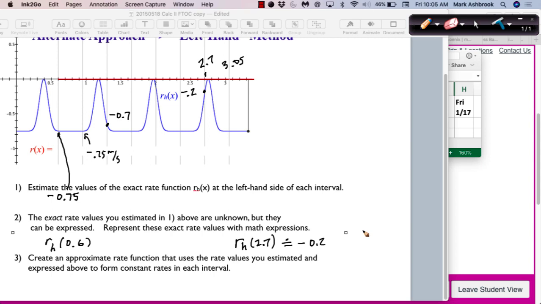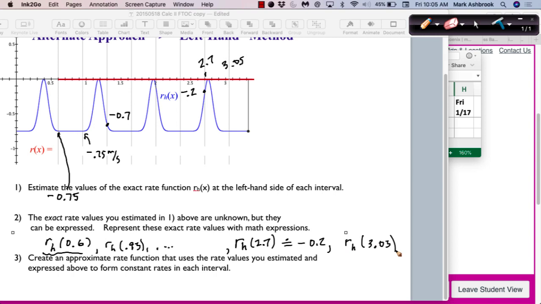So I'm not going to write out the whole thing, but you would have 8 estimates and then 8 expressions like this. R sub h of 0.6. What's the next one? R sub h of 0.95, etc. R sub h of 2.7, and the last one will be R sub h of 3.05. Any questions?